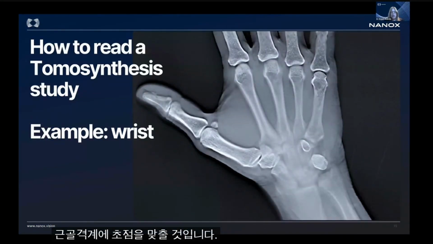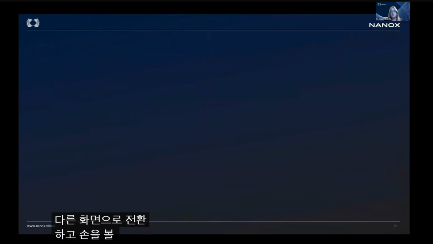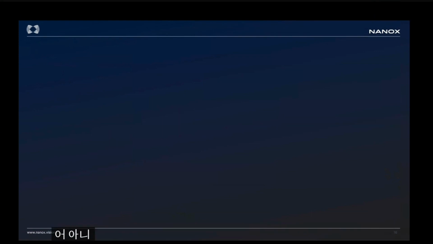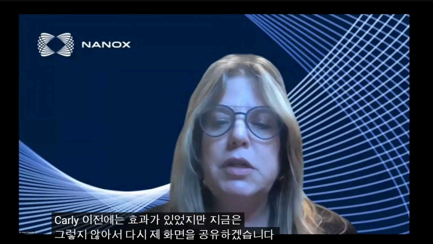First of all, let's see how to read a tomosynthesis study. Now I'm going to switch to another screen. And just let me know, can you see the hands? No, not yet. Okay, so just a second. It worked for us before, Carly, but now it didn't, so I'm going to share my screen again.